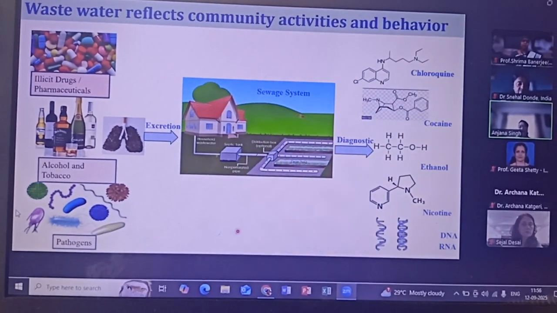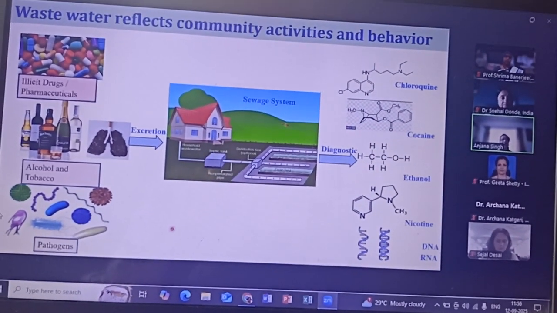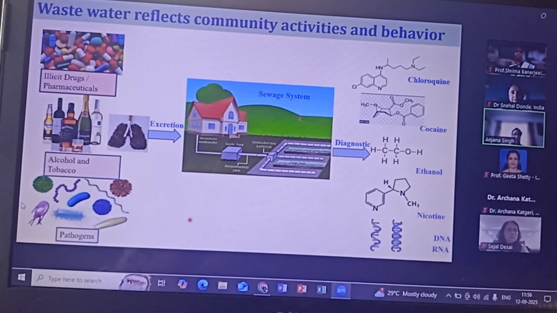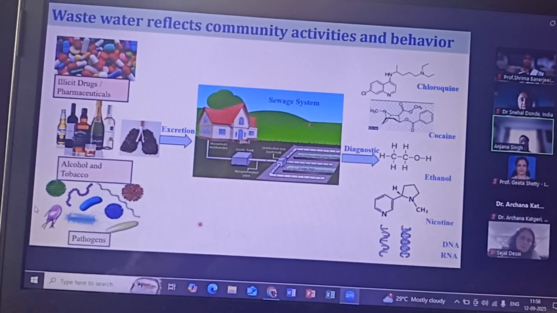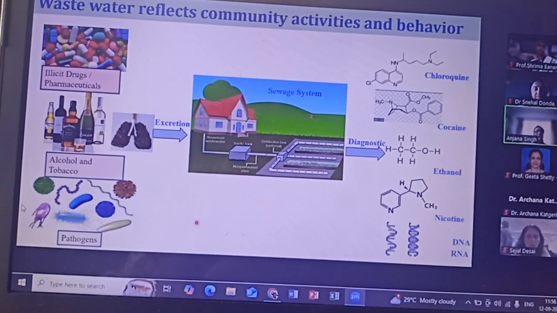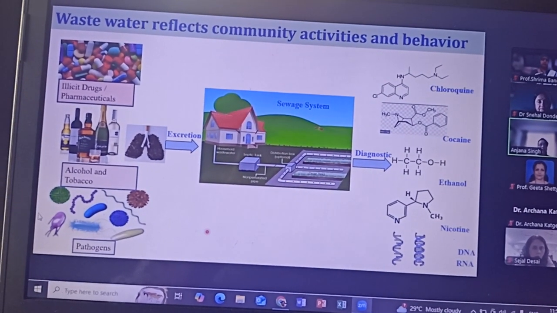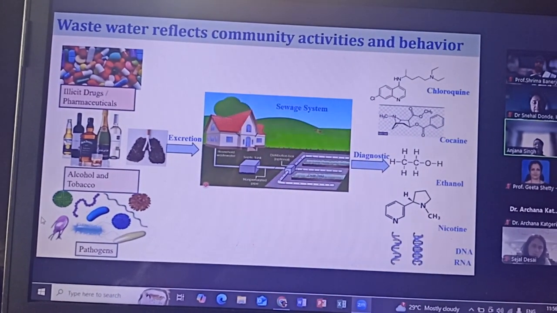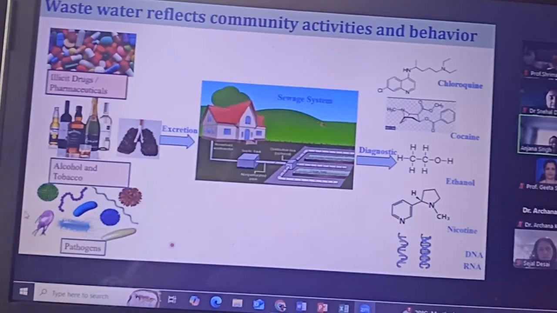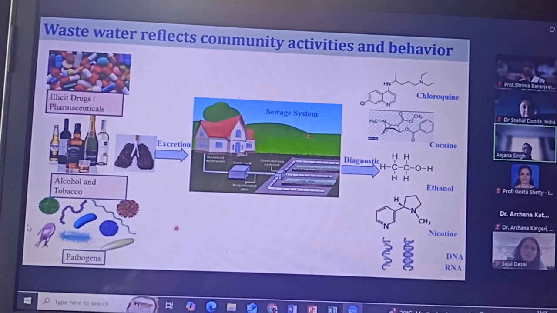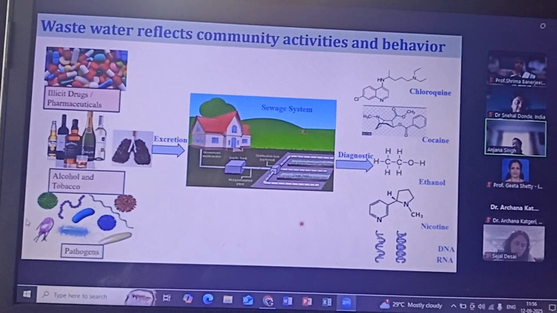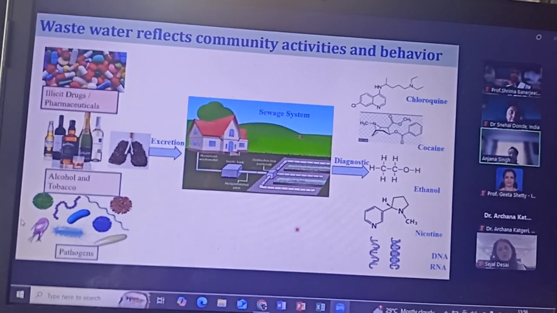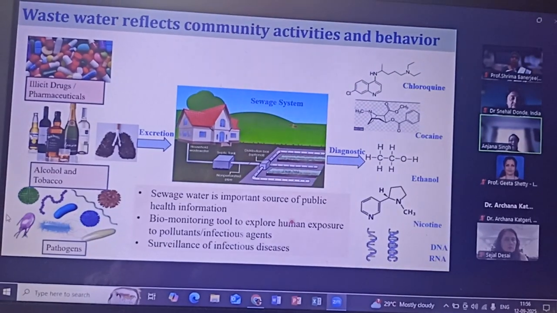This is a short schematic drawing that I'm trying to give, showing how the sewage system incorporates most of the antibiotics and other pollutants, including from drugs, from the pharmaceutical industries, and from food industries like alcohol, tobacco, etc., and pathogens from various sources, from humans to hospital effluents. So these all go to the sewage system, and due to it, the water gets polluted, and from there we get lots of toxic elements and pathogens, where we get the diseases.